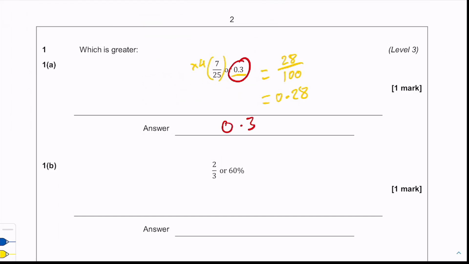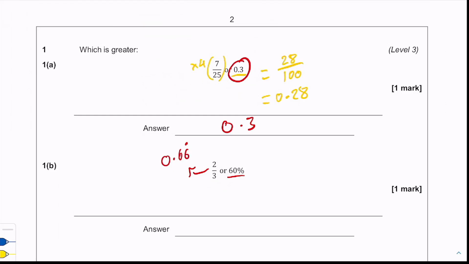Moving on to the second part, 2/3 or 60%. We either convert these both into fractions with the same denominator, or both into percentages, or both into decimals. Let's do percentages, as this one is already done. To convert this into a percentage, let's first convert it into a decimal. We should know that 2/3 is equal to 0.66, and then this will recur forever, so 0.6 recurring.